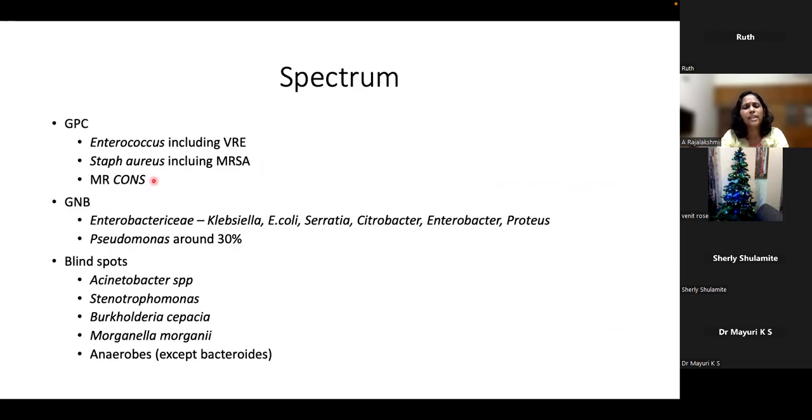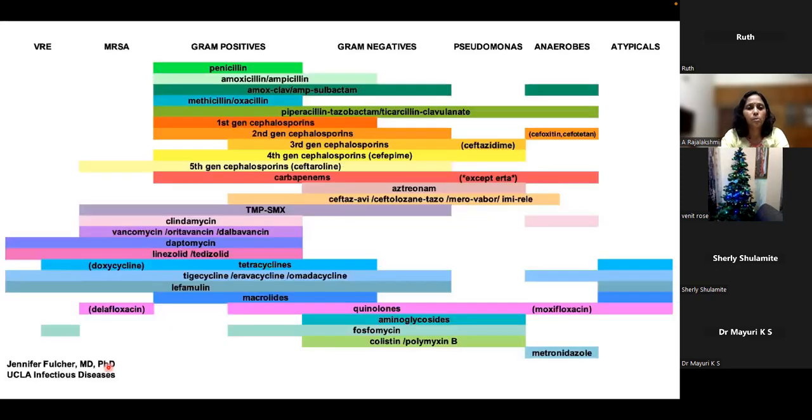The spectrum, again, it's a broad spectrum. It is active against gram-positive cocci, including VRE and MRSA, and extended spectrum beta-lactamase producers. Gram-negative cover is there. It doesn't cover Pseudomonas well. The blind spots again are Acinetobacter, Stenotrophomonas, B. cepacia, Morganella, and anaerobes, except for Bacteroides. It doesn't have a great effect on anaerobes.